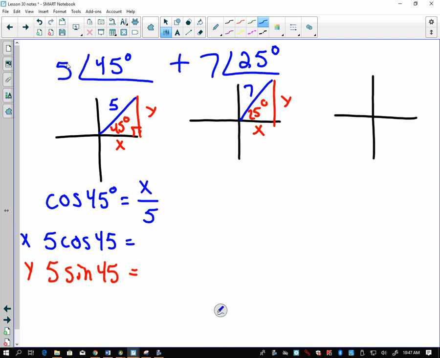Okay, so for 5 cosine 45, I should get 3.54. As Michael said, what do you get for 5 sine 45? And keep in mind, if it's a 45-degree angle, then it's a 45, 45, 90, which means my other two sides, both legs, should be the same, right? So I should get 3.54 on both of those, because it's a 45, 45, 90. Now I need to do the same thing with the other triangle, but by now I should know that I'm going to get 7 cosine 25 and 7 sine 25.